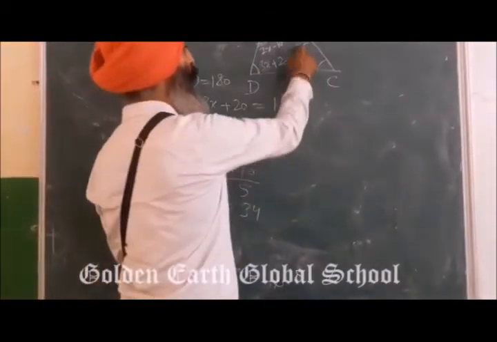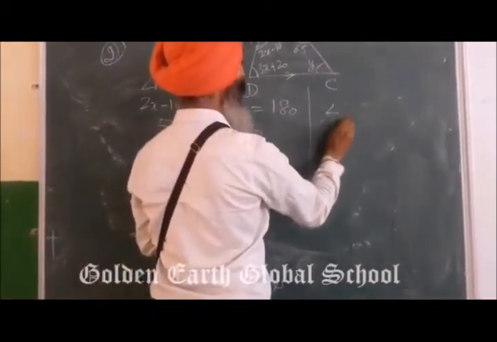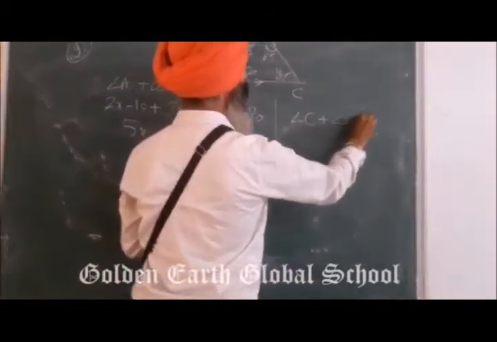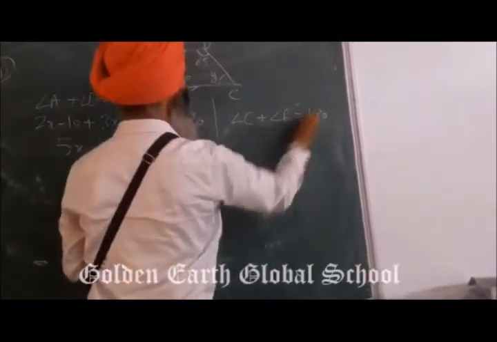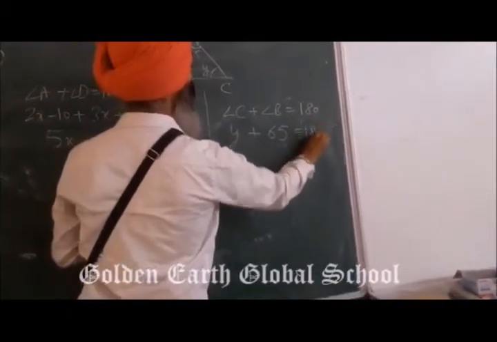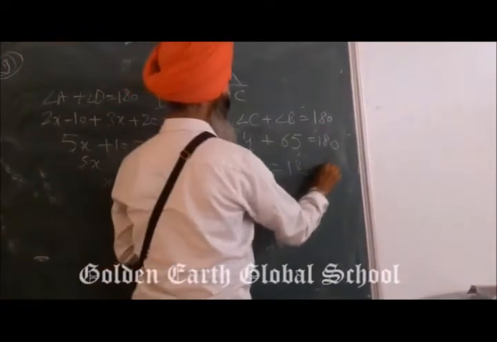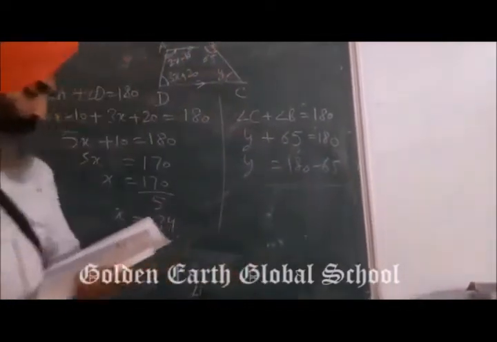Now how to find the value of y? With the same property, as you know, angle C plus angle B is equal to 180. Angle C is given y, this is 65, so you can find the value of y by subtracting it from 180. So this is the second sum.